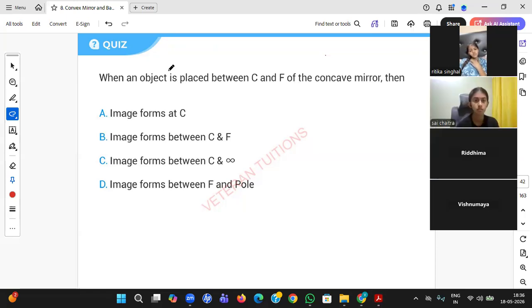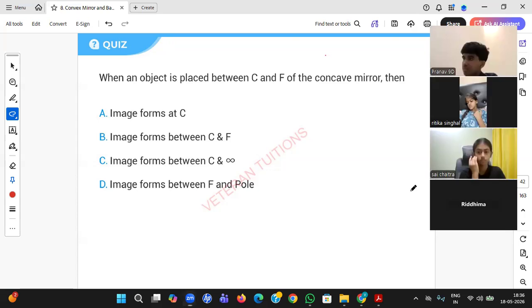Ritika, oh wait, what is the question? Yes, right answer, Ritika. Yashashvi, right. Vishnumaya, no. Ridhima, right. Lavanika, right. Pranav, right. Sai Chaitra, right. Come on. Yes, Rishit and Vishnumaya, try to give the answer again.